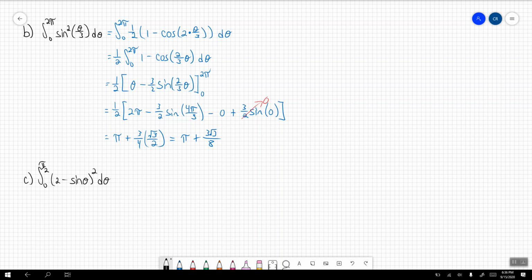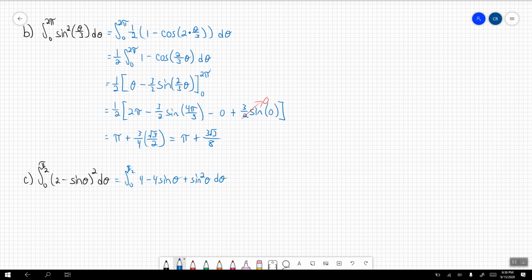expand this binomial. And so what we're going to do here is distribute this binomial into itself. So 2 squared, that's going to be 4, minus 2 times 2, again, that's going to be 4 sine theta, and then plus sine squared theta, and that's going to be d theta.